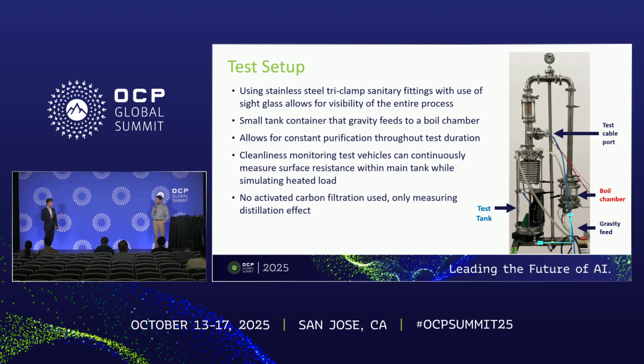Once we contaminated the tank with a DOTP contaminant, a stir bar in the main test tank provided a homogeneous mixture of the fluid, and that fluid is then gravity fed into the boil chamber where the contaminants are collected and the purified vapor is then condensed back into the test tank.